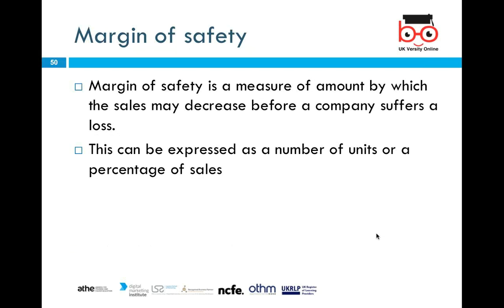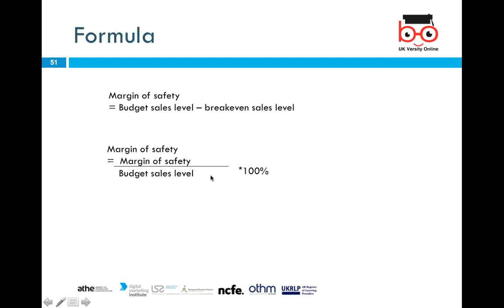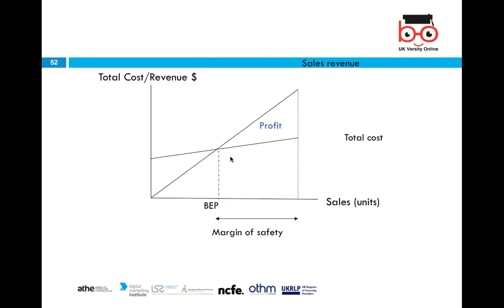So margin of safety is a measure of the amount by which the sales may decrease before a company suffers a loss, and this can be expressed as a number of units or as a percentage of sales. So margin of safety is budgeted sales minus break-even sales. Or we can take the margin of safety divided by budgeted sales level, multiplied by 100, and that gives the margin of safety as a percentage. So these are the two formulas we can use to calculate the margin of safety.